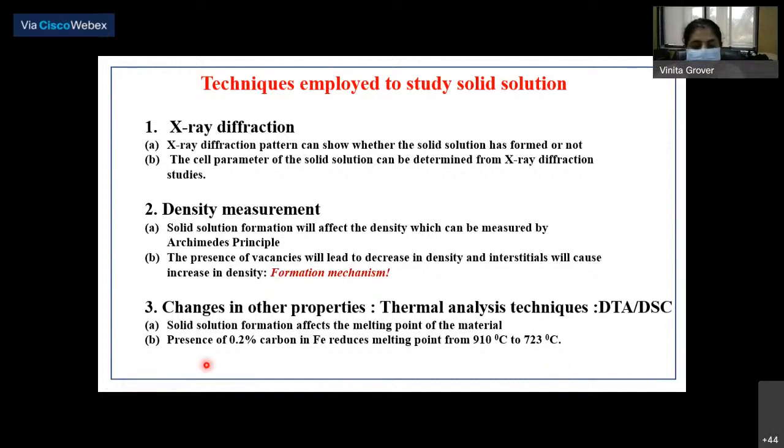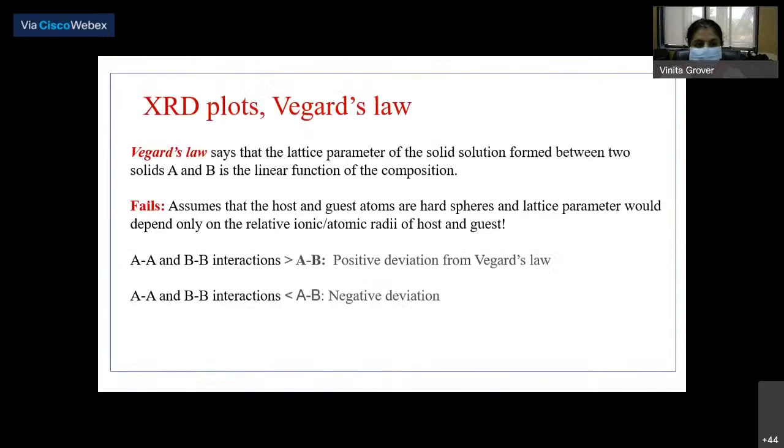Okay. For example, if you have iron, its transition temperature for alpha iron is close to 910. But if you substitute a very small amount of carbon in it, it shows a stark decrease to 723, which can be easily measured. So this is also one of the techniques by which you can study your solid solutions.